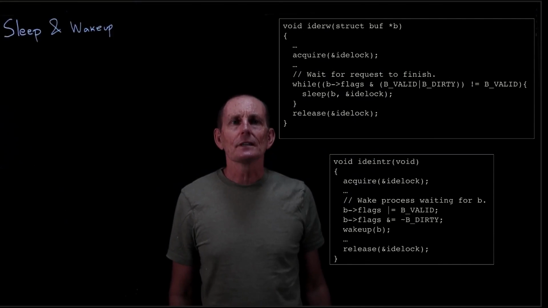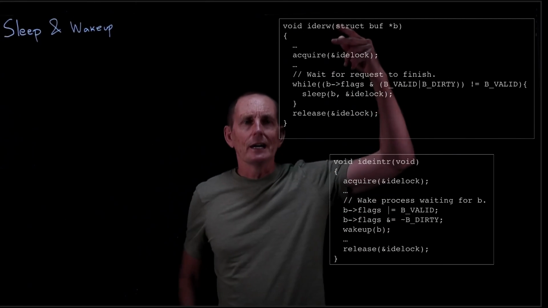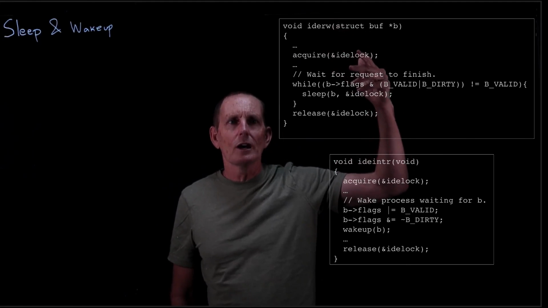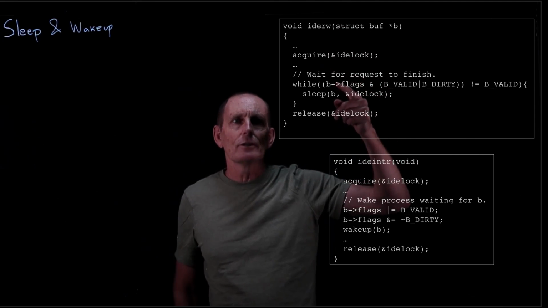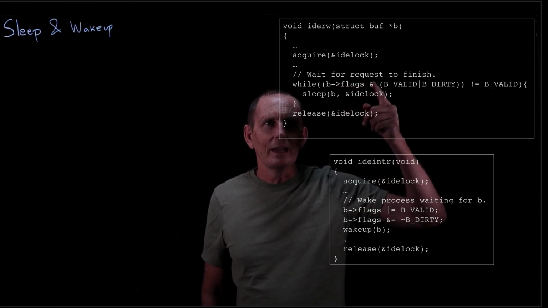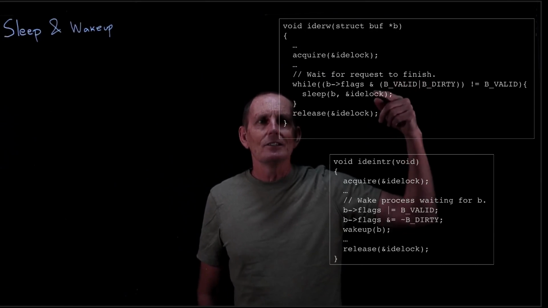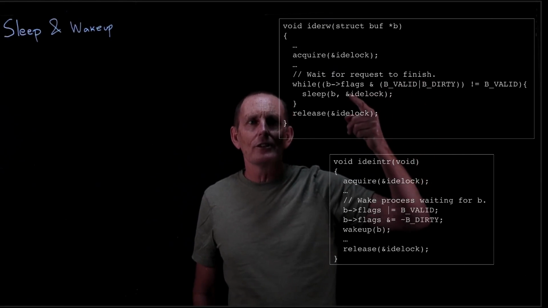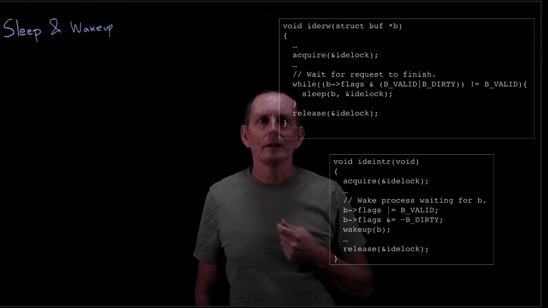So now let's look at some code from xv6 that uses wakeup and sleep. So we've got iderw. iderw is issuing a read or write request. It acquires the IDE lock and then goes ahead, and this is the condition it's looking for. It's looking to see whether the b flags and valid is not equal to valid. Basically, it's looking for the flags to be valid. And while that's not true, it's sleeping on that IDE lock. And once it's done, it releases the IDE lock.